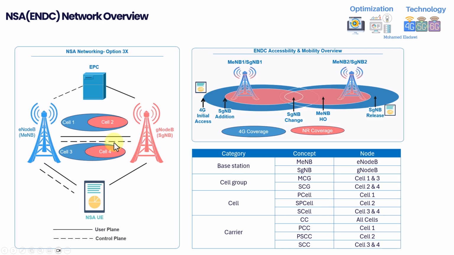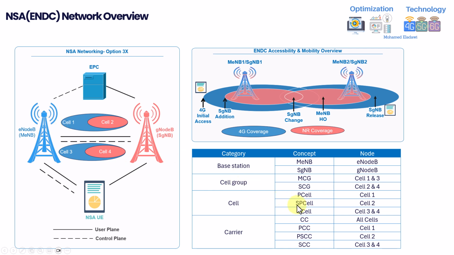You will have cell 2 and 4, but this will be for the SgNB, or for the gNB, which is called secondary gNB. And about the cell itself, you will always find expressions like PCell, SPCell, or SCell, as secondary cell. And that's what it means. PCell means primary cell, which is particularly cell 1. This is the primary cell for the gNB.